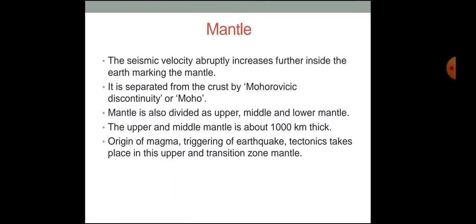The seismic velocity appreciably increases further inside the Earth, making the mantle. It is separated from the crust by the Mohorovicic discontinuity, or Moho. Mantle is also divided as upper mantle and lower mantle. The upper and middle mantle is about 1000 km thick. Origin of magma, triggering of earthquakes, and tectonics take place in this upper and transition zone mantle.